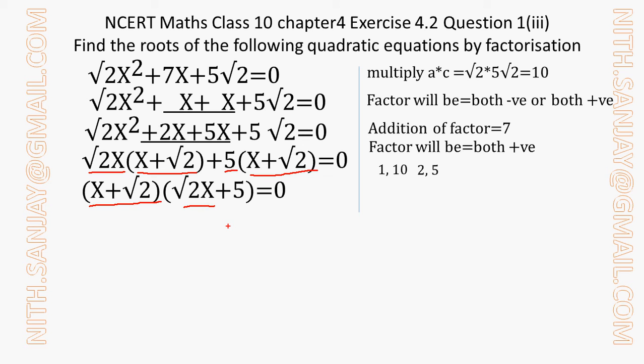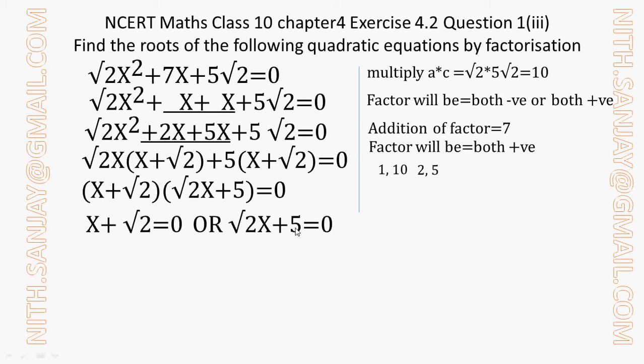Right. Now to get the solution of this quadratic equation, I have to put both these factors equal to 0, because this whole equation will be equal to 0 if at least one of these terms is equal to 0. So I will put x plus root 2 is equal to 0, or root 2x plus 5 is equal to 0. If I subtract root 2 from both sides of this equation, I will be left with x is equal to minus root 2. If I subtract 5 from both sides of this equation, I will be left with root 2x is equal to minus 5.